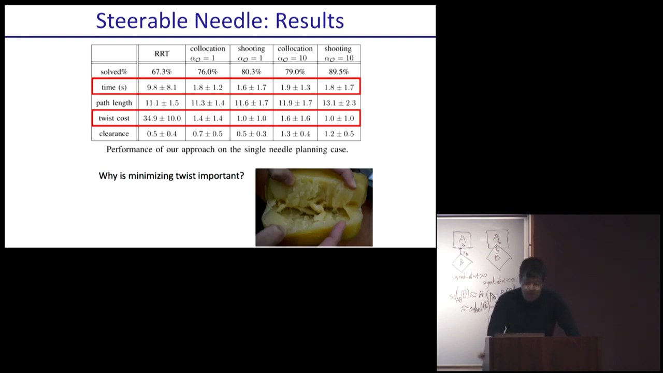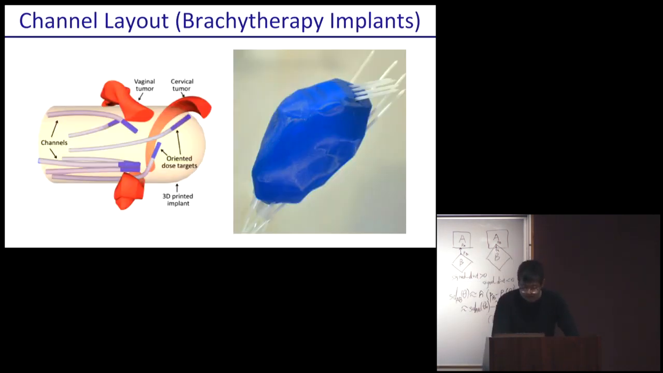And so why is minimizing twist important? I think this is very intuitive, because the needle is inside the human body, so you don't want the needle to twist in the body. If you rotate, you will cut the human tissue, and it will hurt a lot of things.